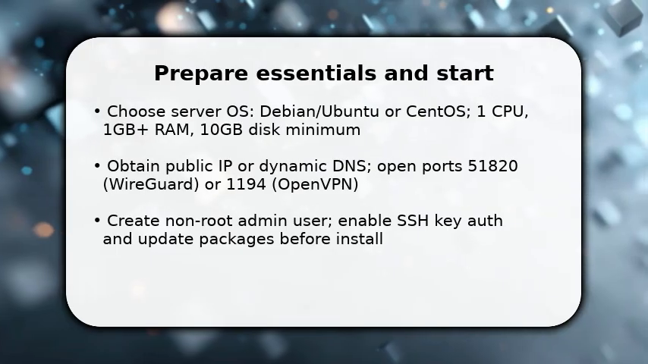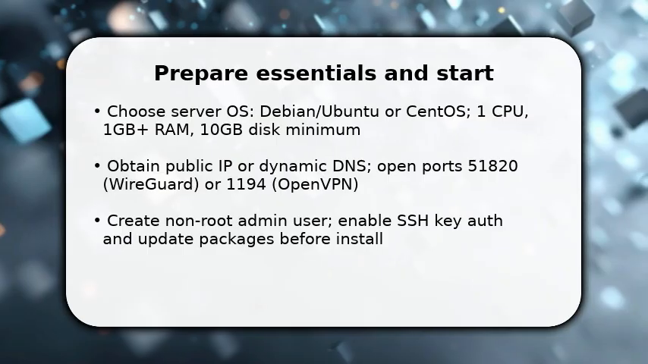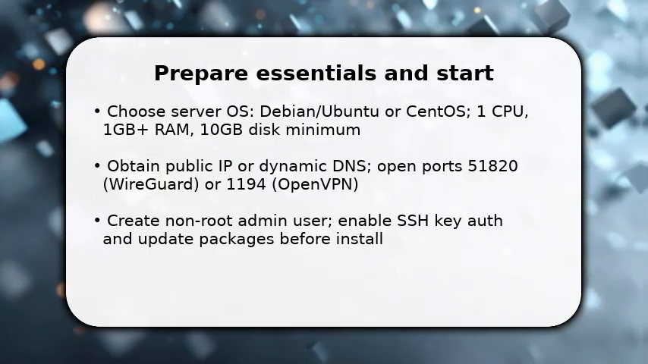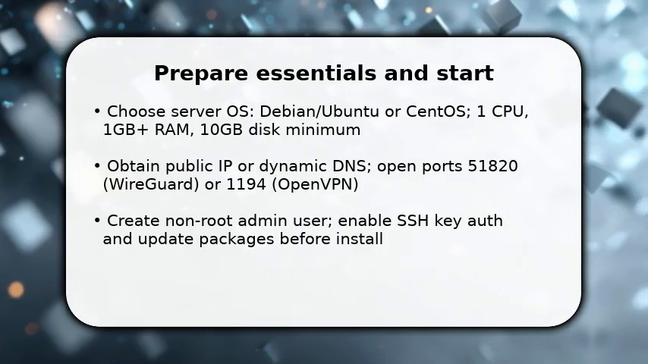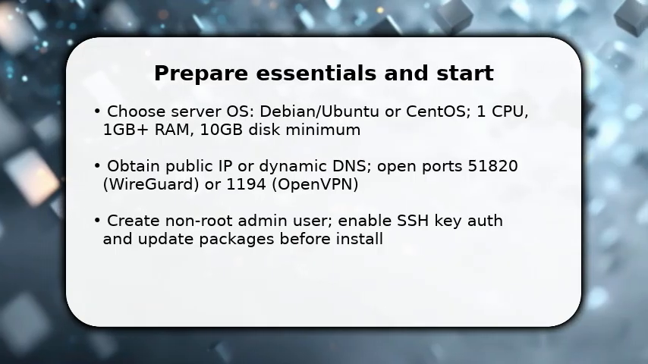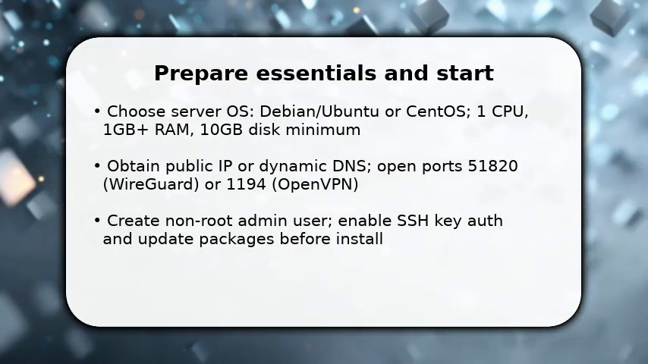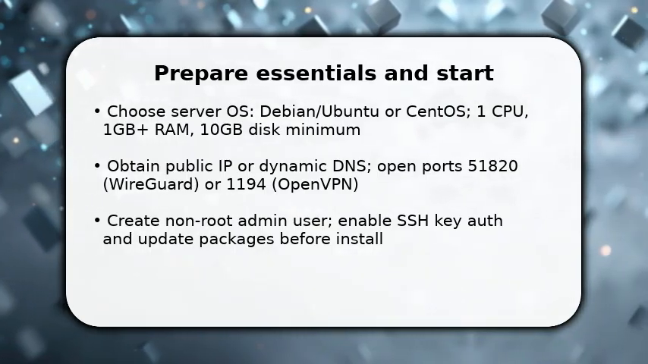Enjoy the video. You begin by assembling essentials and taking the first concrete actions. Pick your OS and provision a VPS with a public IP or set up dynamic DNS so clients can reach it. Once done, create a non-root admin user and enable SSH key authentication for secure access. Make sure to update packages and install curl and iptables utilities.